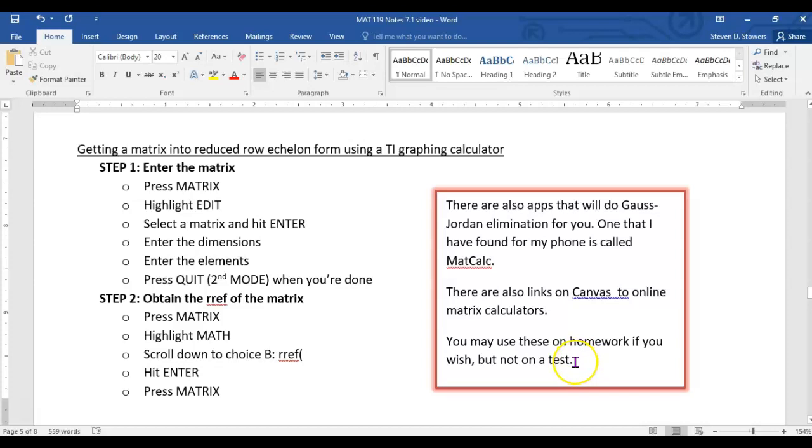And it says here you can use these on homework but not on a test, but actually, since we're in this unusual circumstance, I would allow you to use something like that on a test.